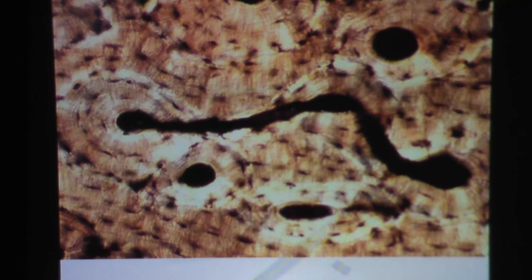Here's another look at multiple osteons in compact bone. Make sure you see all the parts of compact bone, such as central canal, lamella, osteocytes in lacuna, and the fine little lines called canaliculi.